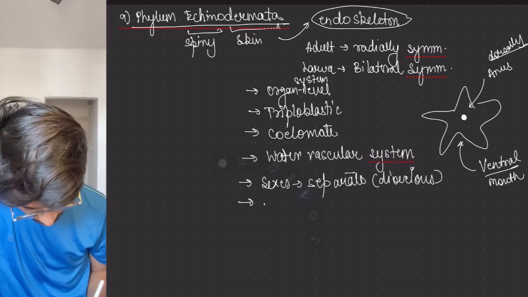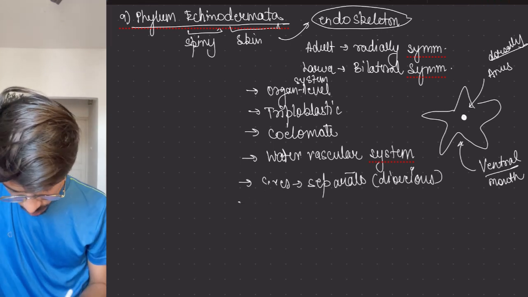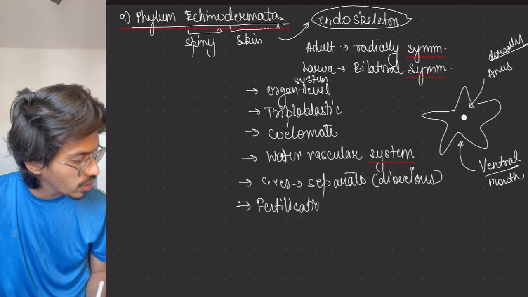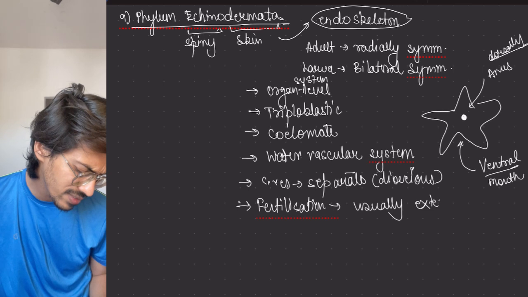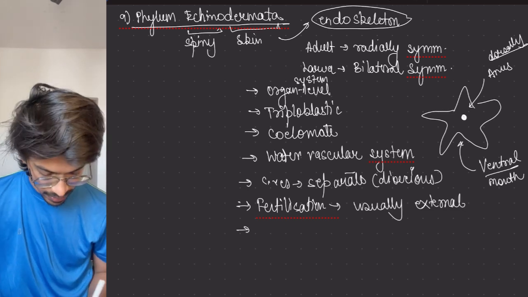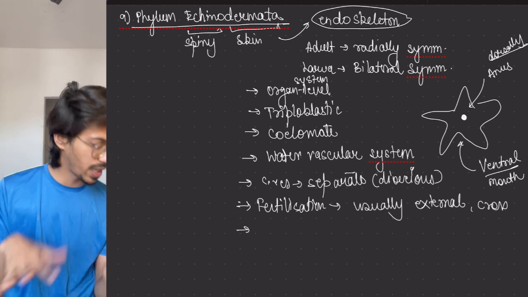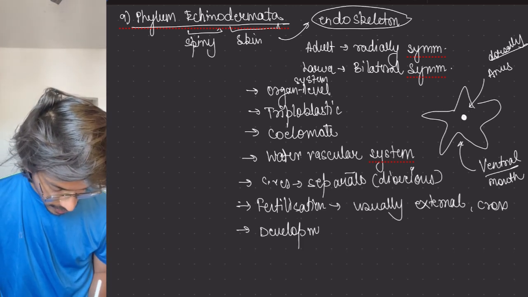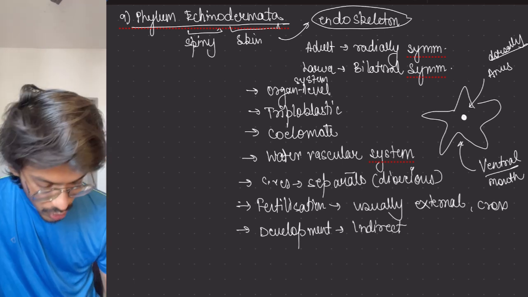The next thing is fertilization. The fertilization is usually external, but in some cases it is internal also. Then it is cross, because male and female gametes are from different bodies. And then the development will be indirect.